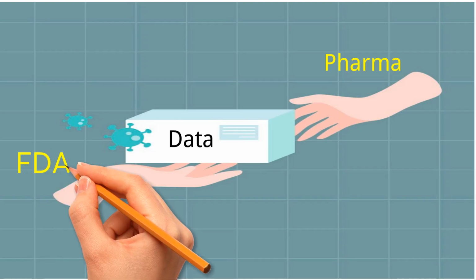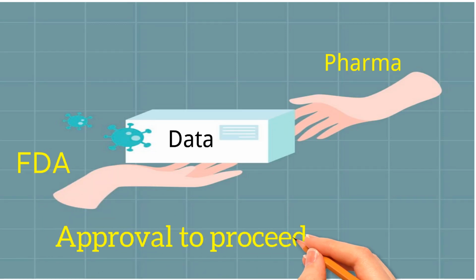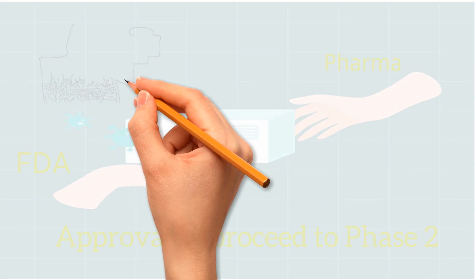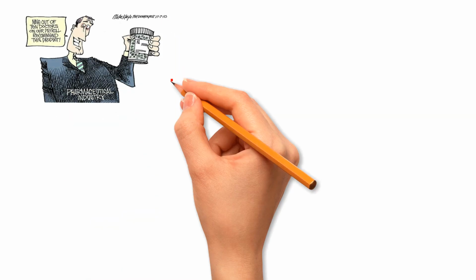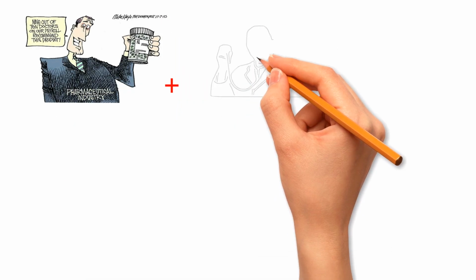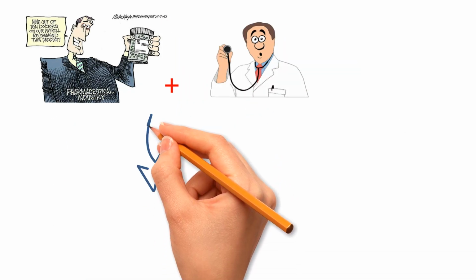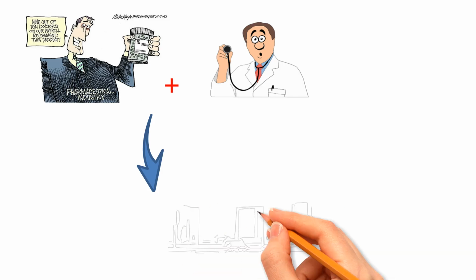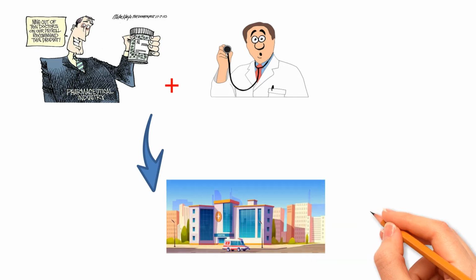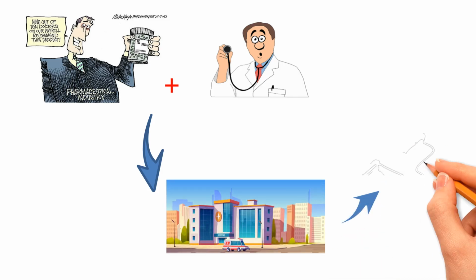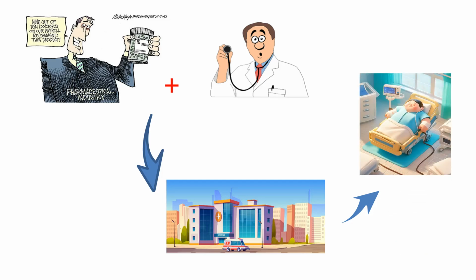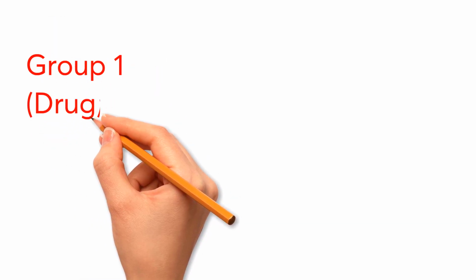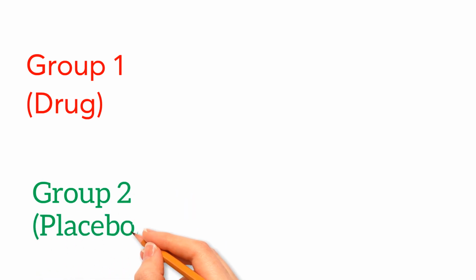So during the phase 2 clinical trial, the pharmaceutical company works with the doctors and hospitals to recruit real patients, normally over 100, and they are divided into 2 groups, just like in phase 1 clinical trial, and half of the patients are given the drug while the other half are given the placebo. So the data about efficacy and safety is collected.